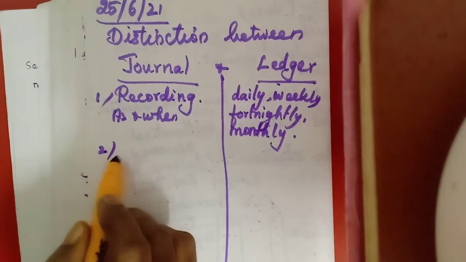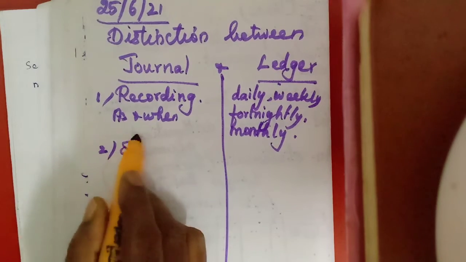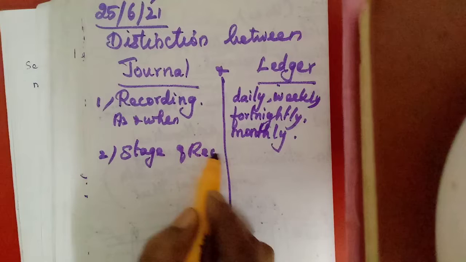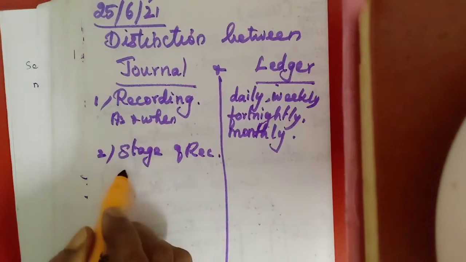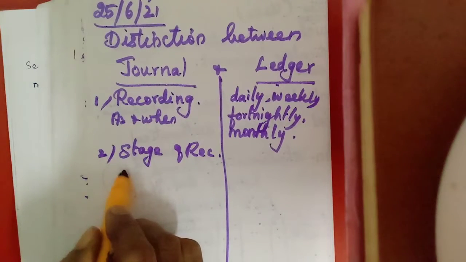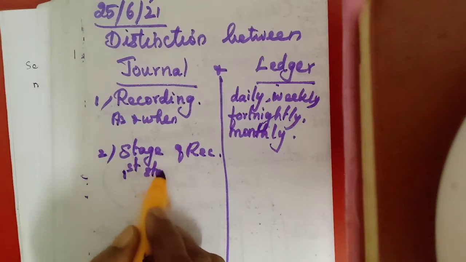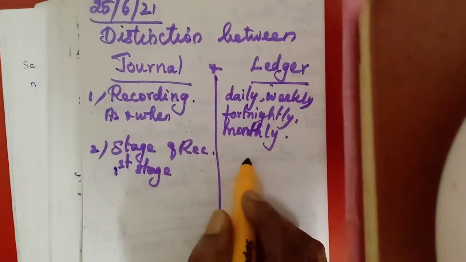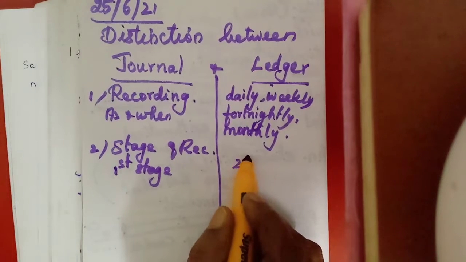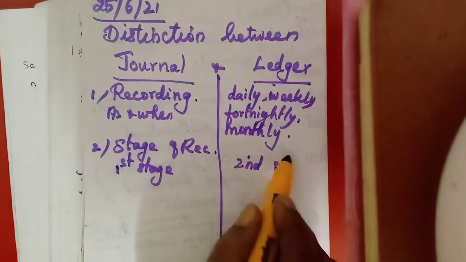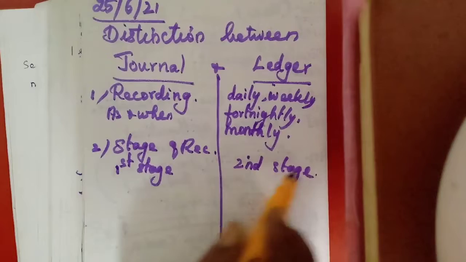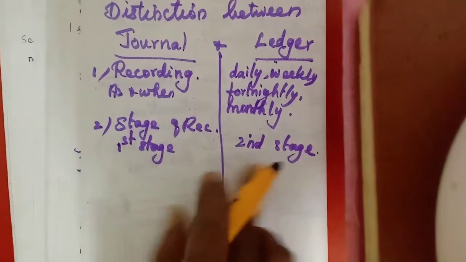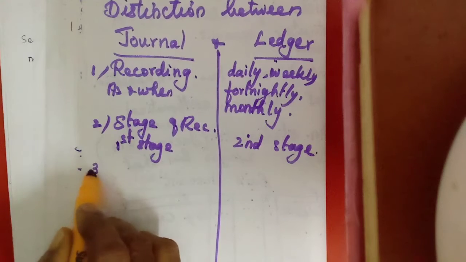Then stage of recording. What is the stage? Here we record first. So we can say this is the first stage. Journal entry is the first stage. Here posting is the second stage. After journal entries, we will post them. So we can say this is the second stage. This is the first stage.